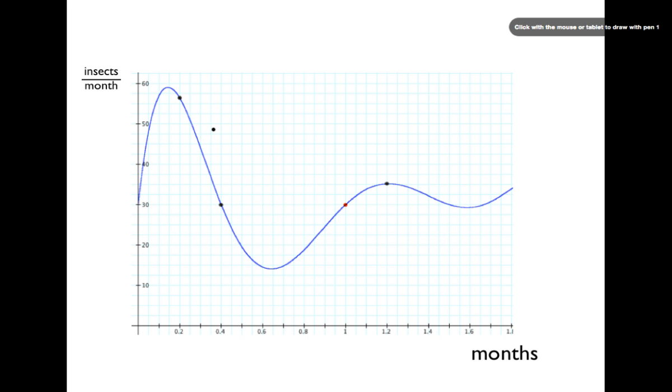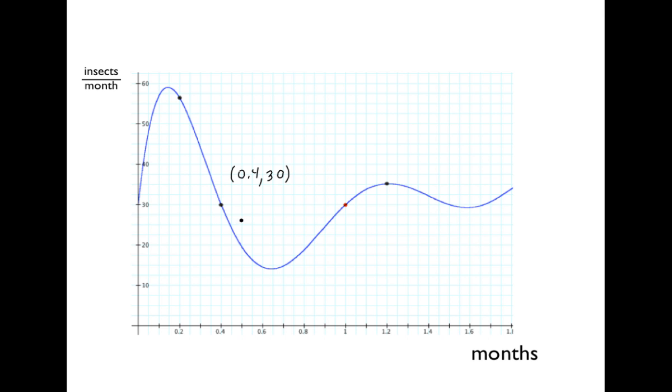We get this point is what, 0.4 comma 30? What's that? It's growing at a rate of 30 insects per month. She says the insects are growing at a rate of 30 per month. Is the insect population growing here? Yes. Mostly yeses, some nos.